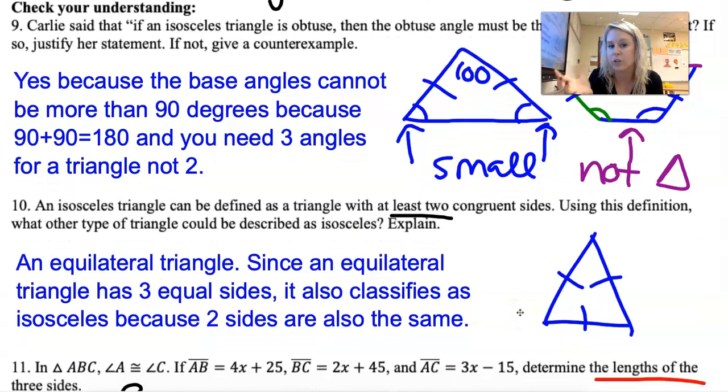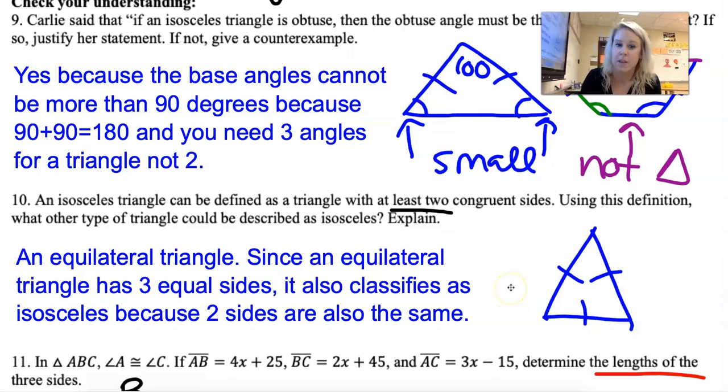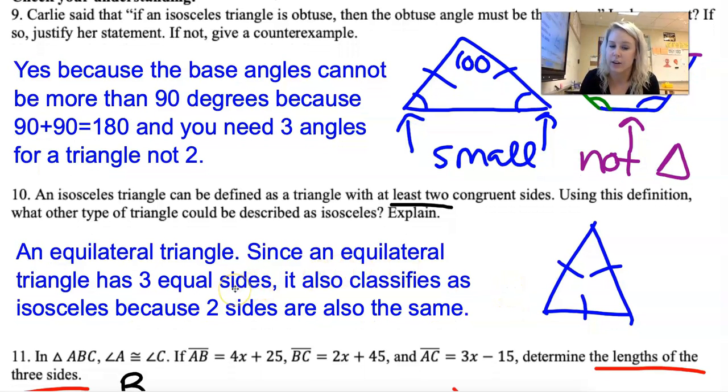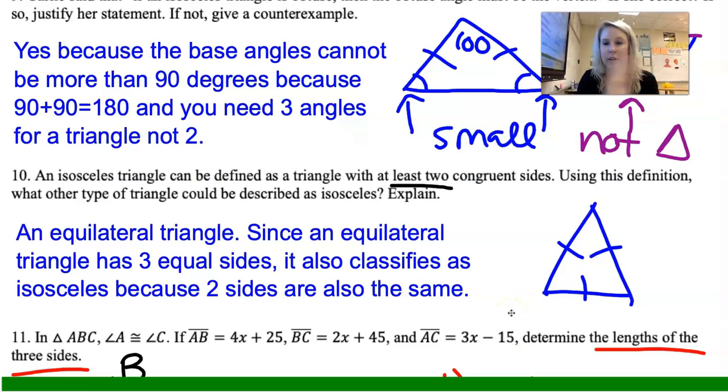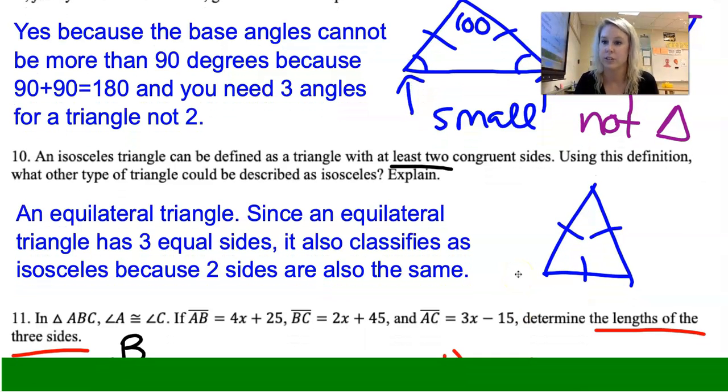So an equilateral triangle is technically an isosceles triangle as well, because an equilateral triangle has three equal sides, and isosceles only has to have at least two. So an isosceles triangle is not necessarily an equilateral triangle, but an equilateral triangle is an isosceles triangle, because to be isosceles, you just need two the same.